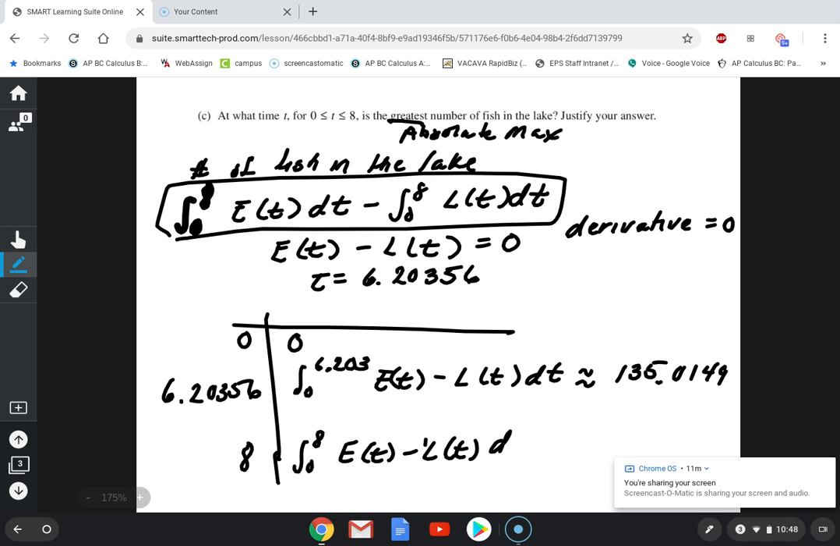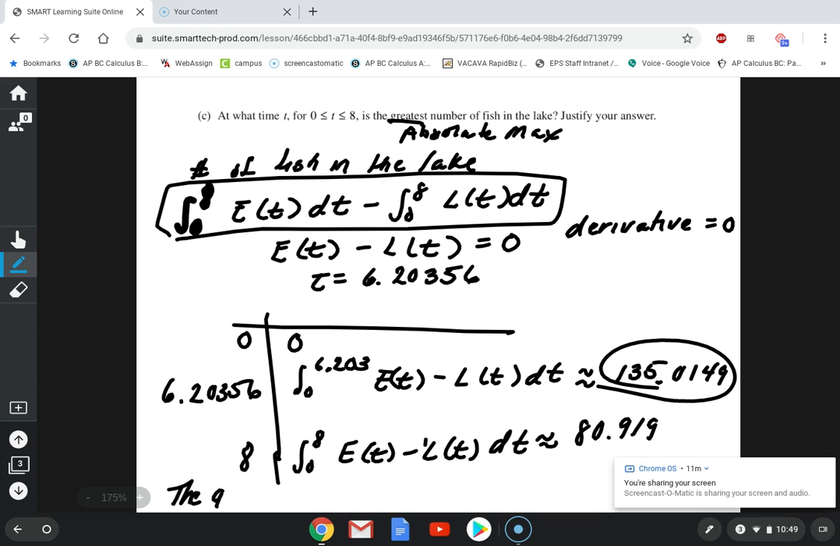And then I'm going to take the integral from 0 to 8 of E of t minus L of t. Again, I'm evaluating the endpoints and the critical number in the original function, which is the number of fish in the lake, which is the integral here, and I get 80.919. So the maximum value, the biggest one, is going to be the 135.